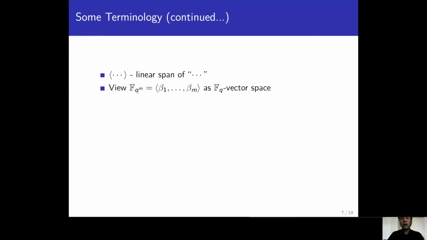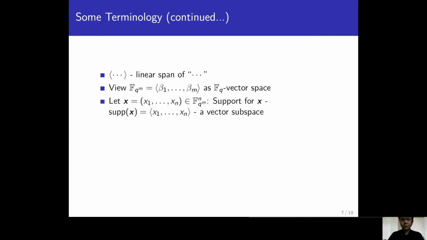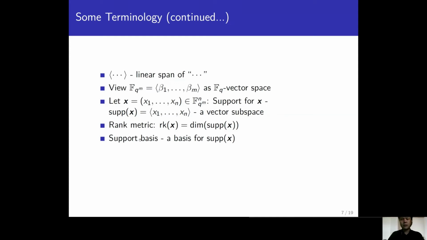In other words, this F_q^m is a linear space, the linear span of all these elements. Now let's say we are given a vector in F_q^m, and we define the support of this vector X as the linear span of all the elements inside. So basically, this support of X is just a vector subspace, and the rank metric of this vector X is essentially the dimension of this vector subspace. And the next term is support basis, just a basis for the support of X.